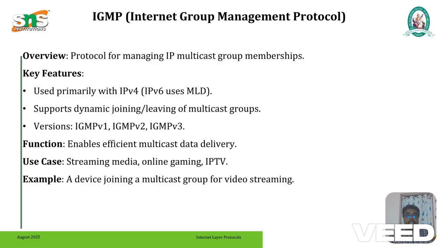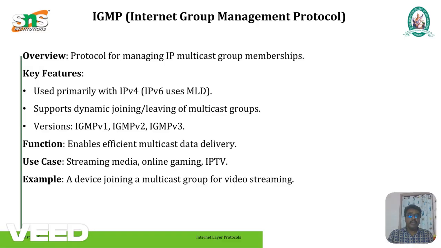Next comes the Internet Group Management Protocol. It is used whenever we are managing IP addresses with multicast group memberships. It primarily uses IPv4, while IPv6 uses MLD, and it supports dynamic joining and leaving of multicast groups. It comes in three versions: version 1, 2, and 3. All these versions have additional functionalities.